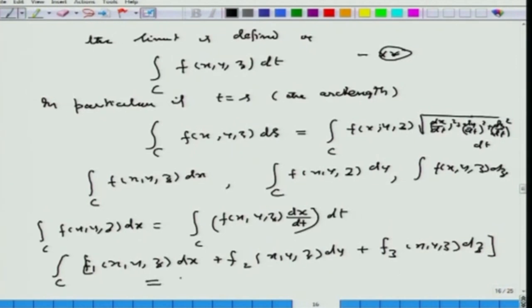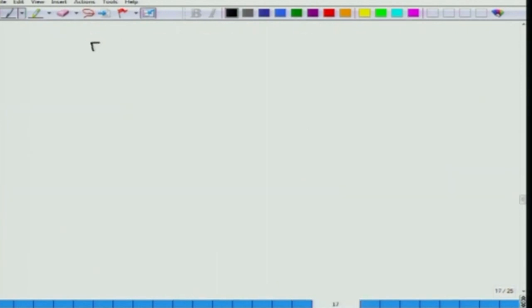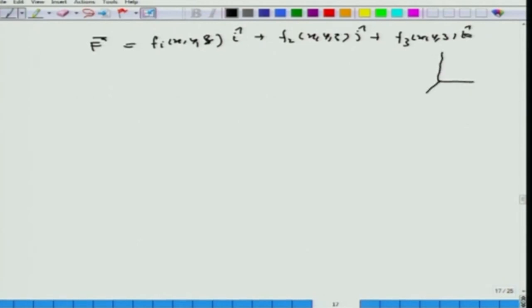The vector form of this is the following: you have the integral of F of r dot dr, where the vector F is F 1 of x, y, z i plus F 2 of x, y, z j plus F 3 of x, y, z k. Here i, j, k are the unit vectors along the coordinate axes x, y, z.